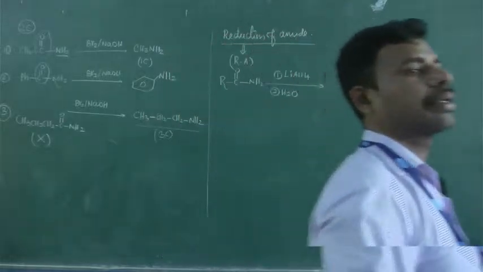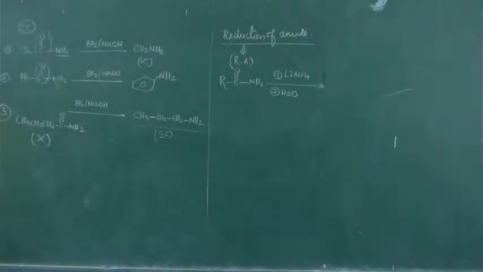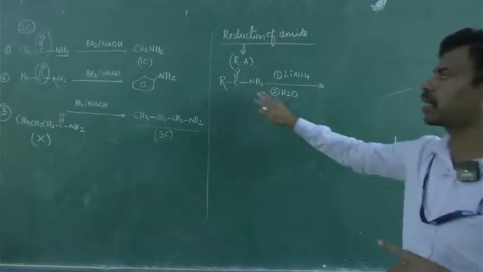Lithium aluminum hydride is a powerful reducing agent because amide is the least reactive functional group. In this case, sodium borohydride will not reduce amide. Sodium borohydride will reduce only aldehydes and ketones. Though it is a mild reducing agent, whereas lithium aluminum hydride is a powerful reducing agent. It will reduce almost all the functional groups, either low reactive or high reactive. So amide comes under the category of low reactive functional groups.